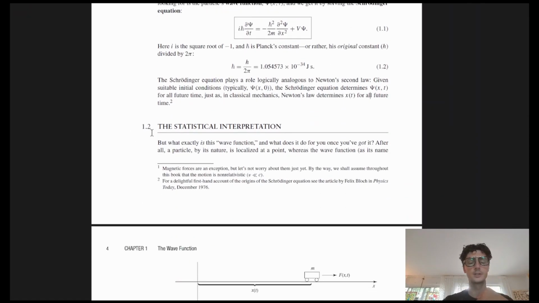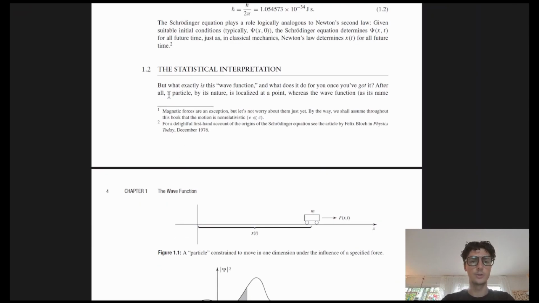We're going to go to the second section, the statistical interpretation.